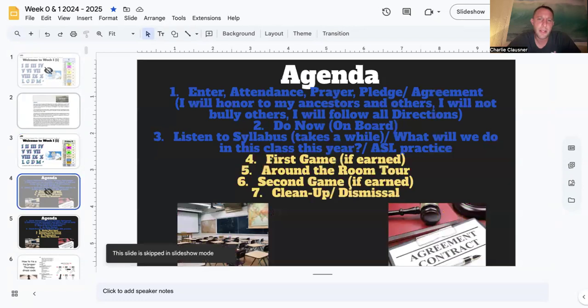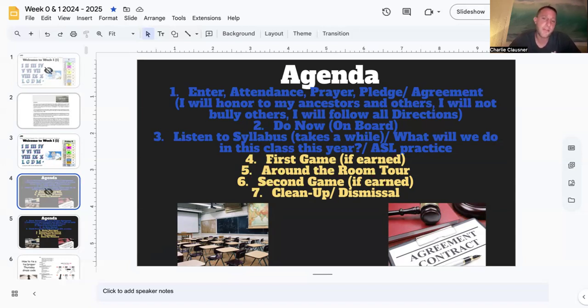I go through my pledge that my students say to enter the classroom, or an agreement they make. I have do nows, and I go through the syllabus. I do a lot of game-based learning. And then to start the year, you have to show them around the room and set expectations for each area of the room, as well as the campus, so that they know what the expectations are when they're at the cafeteria or the music room. And again, I incorporate a lot of games.